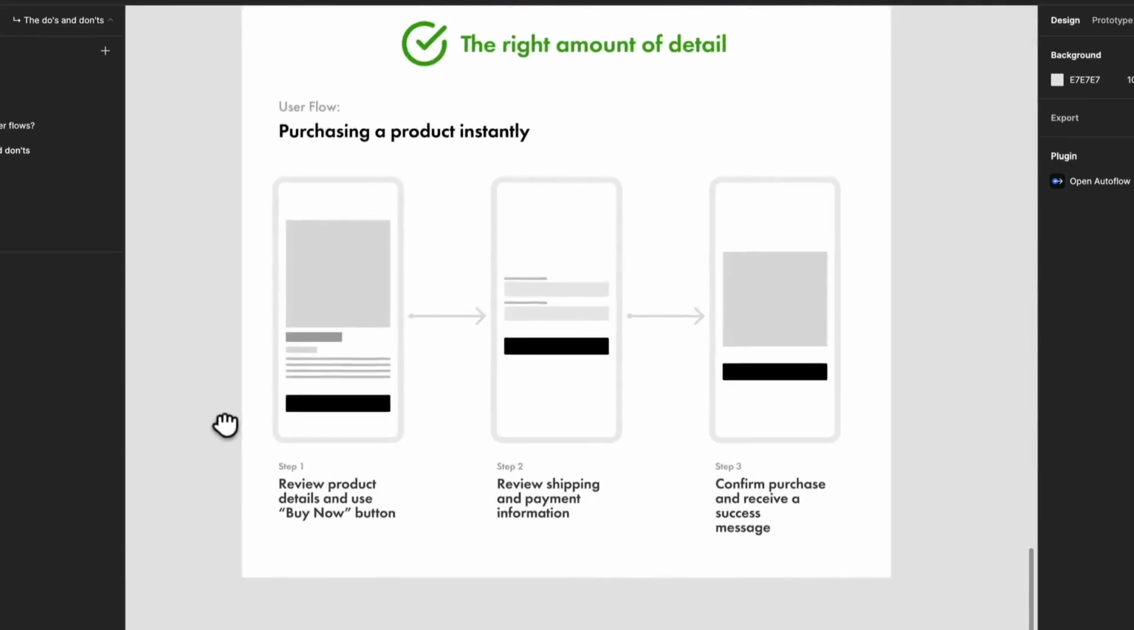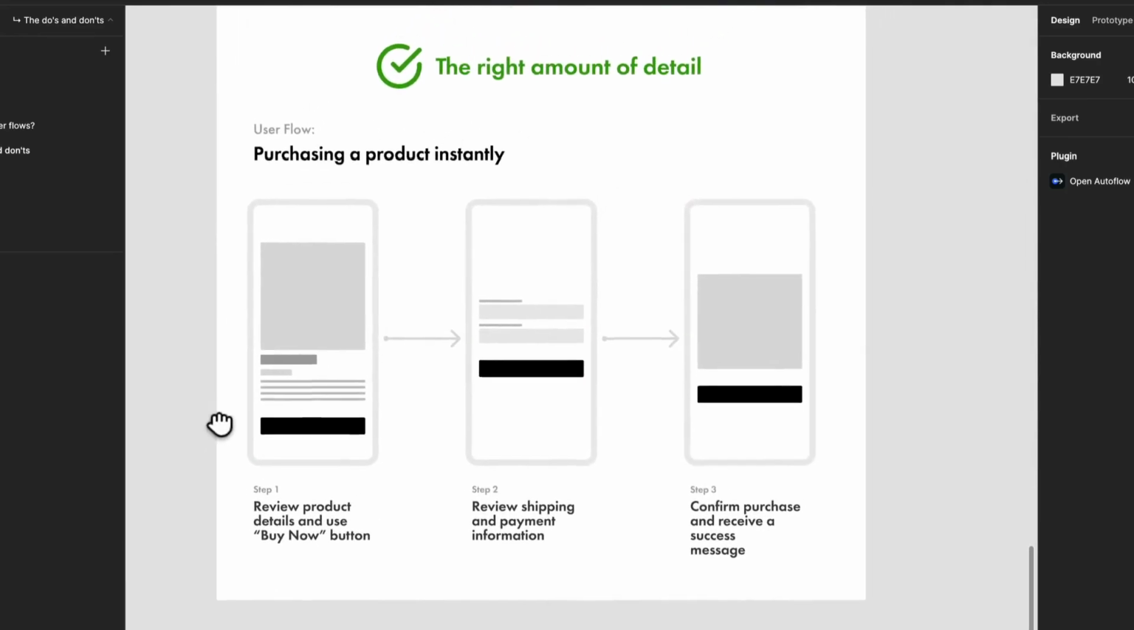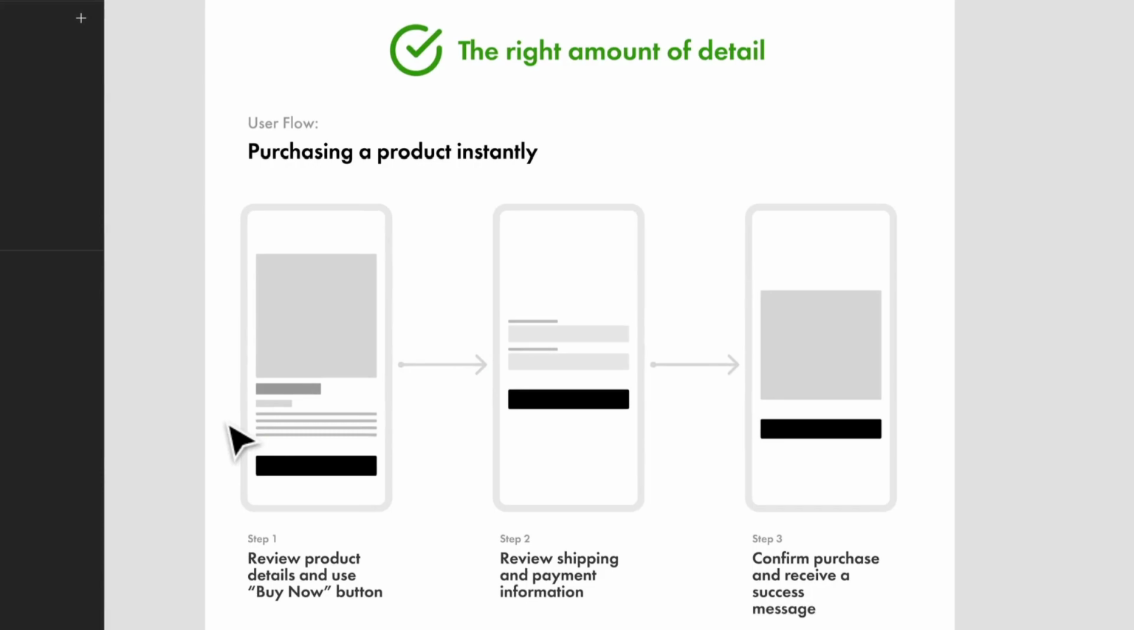Instead, let's take a look at a better example. This is what you should be doing. Add the right amount of detail outlining each step and goal. This way, anyone can read and understand your flow.